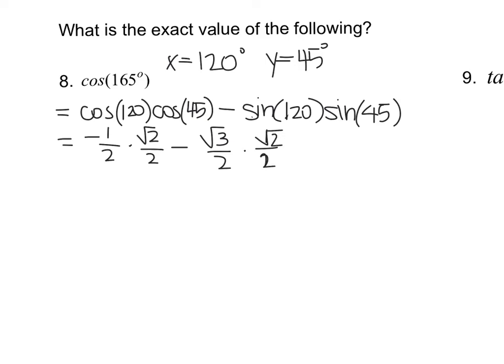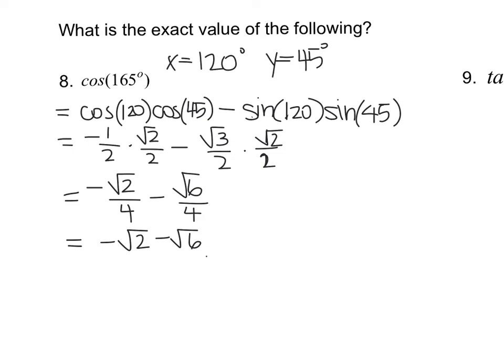So negative 1/2 times radical 2 over 2 is negative radical 2 over 4, minus radical 6 over 4. And writing our final answer as a single fraction, we get negative radical 2 minus radical 6 all over 4. And that is the exact value of cosine of 165 degrees. Now, if you use different angles and you got negative radical 6 minus radical 2 all over 4, that is still an equivalent answer and it is still correct.